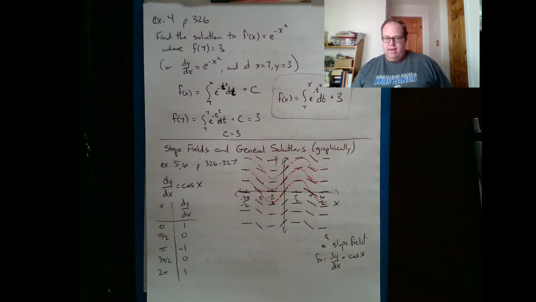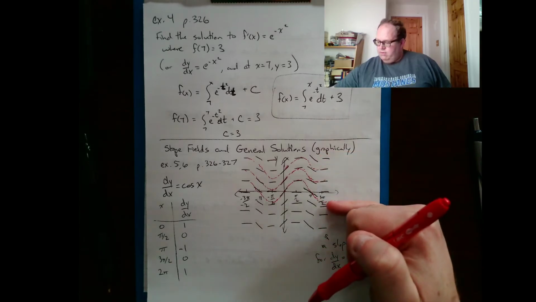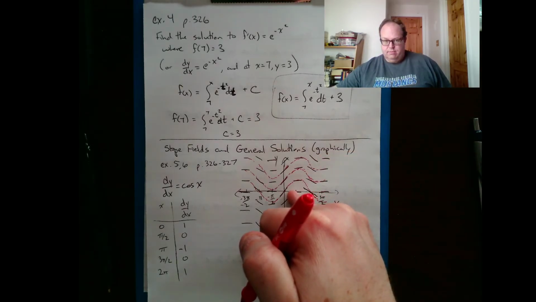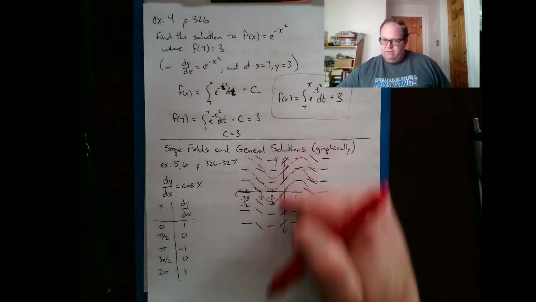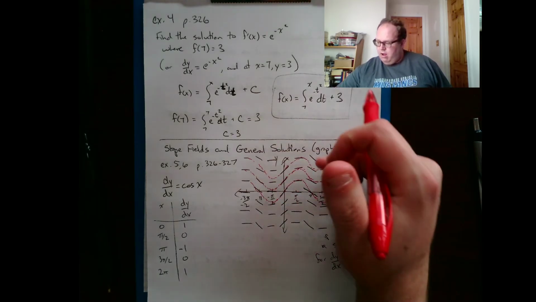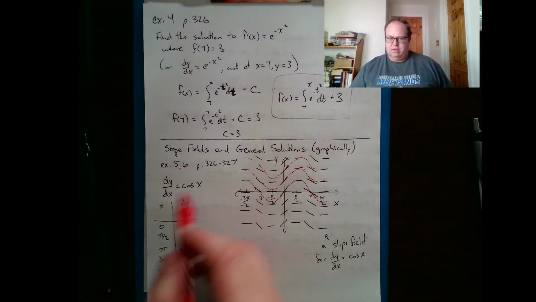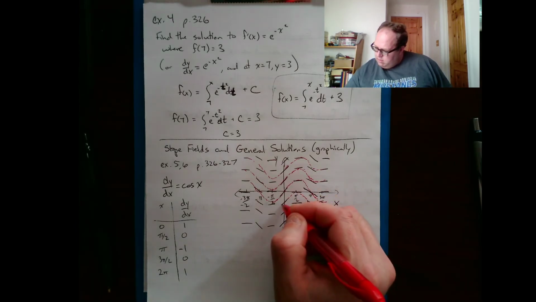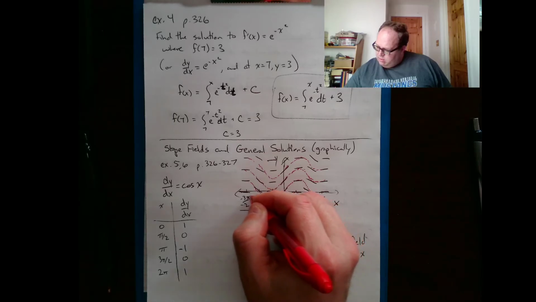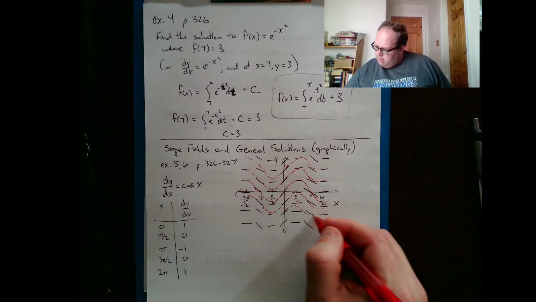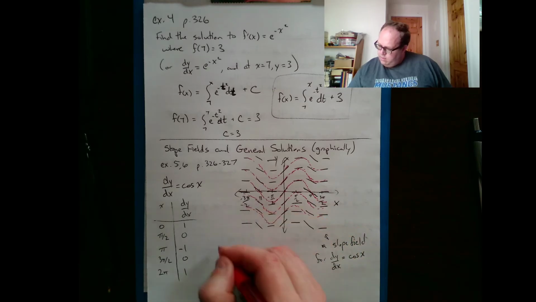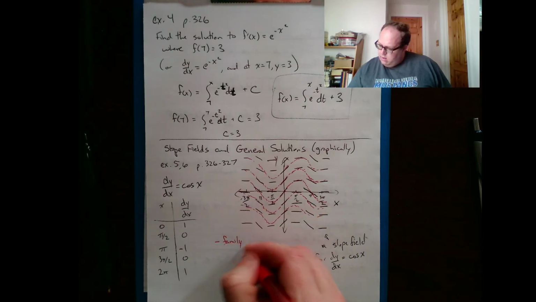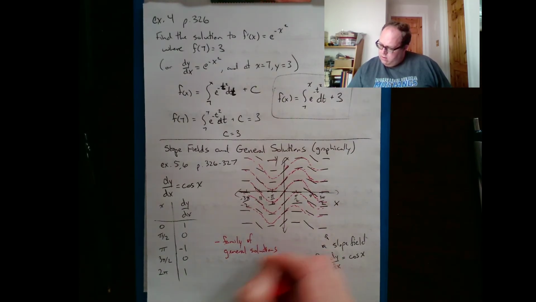So you see, if I keep doing that, what I end up with is this series of curves that all look a lot like sine x, but they're basically shifted up and down from one another, and what I am showing are all the possible functions that have that as a derivative. So in the red, what we've got is the family of general solutions for dy dx equals cos x.